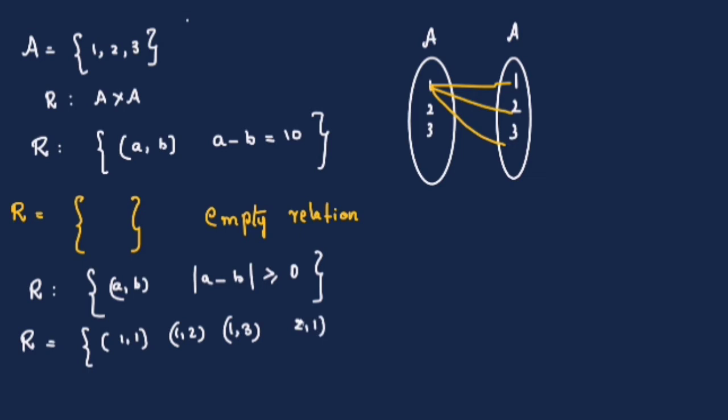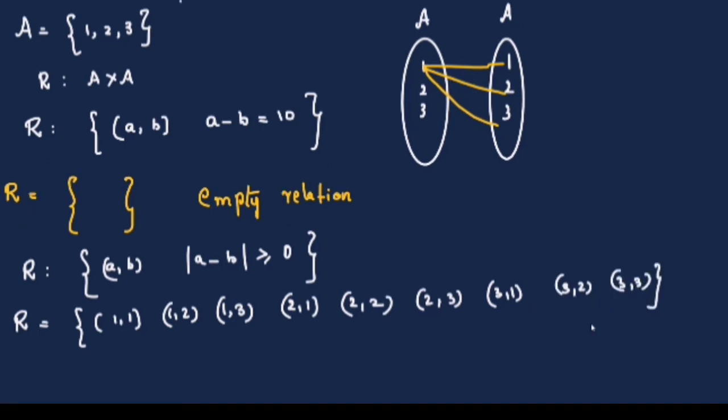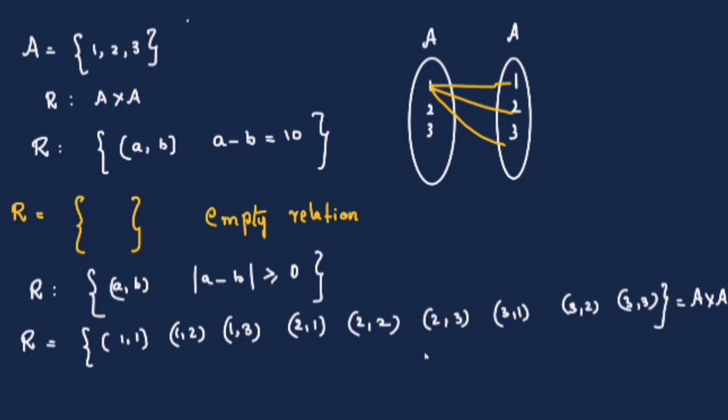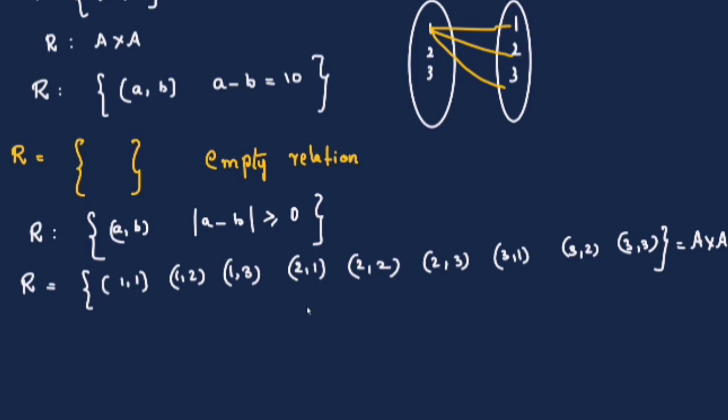The difference is greater than 0. Can I write 2, 2? Yes. 2, 3? The difference is 1. It's greater than 0 only is the condition. 3, 1? Yes, because the difference is 2, which is greater than 0. 3, 2 I can write. 3, 3 I can write. This is actually A cross A itself. The relation is giving you the full A cross A. So this is called the universal relation.